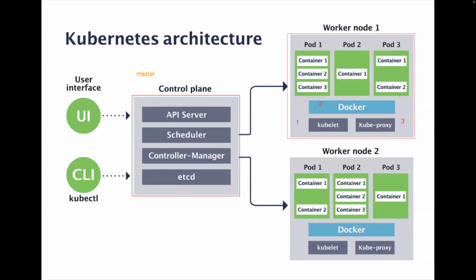Kube proxy will take care of networking or the communication within the containers or within the cluster. Cluster communications would be taken care of by kube proxy. Those are the first three components. Are the first three components clear?